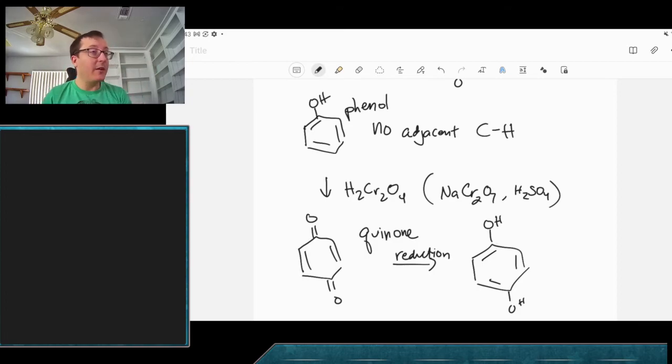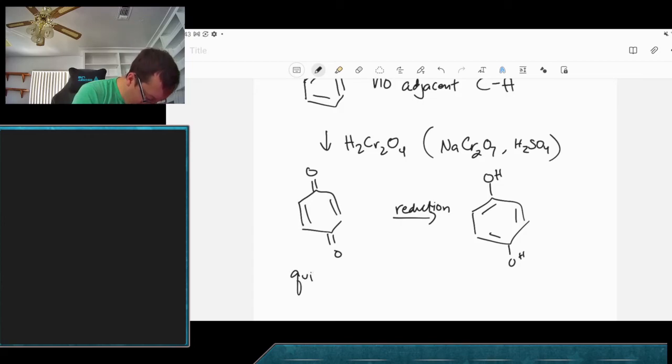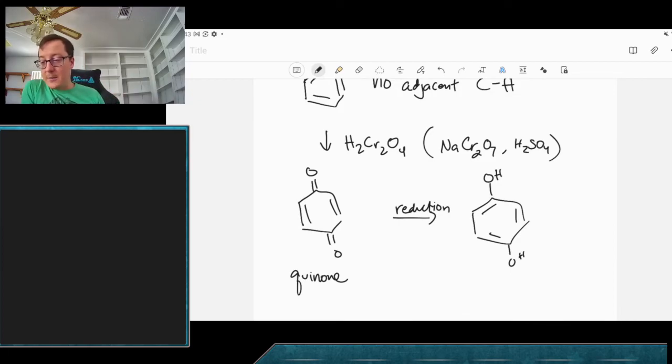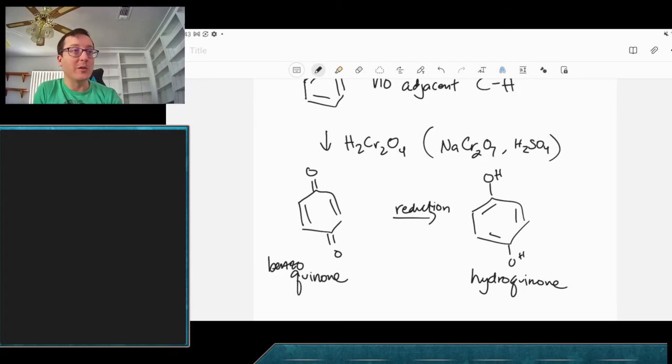And so it's a way of adding stuff to our benzene. So we can oxidize it to the quinone, and then we can perform a reduction to get it to go down to the hydroquinone. This is benzoquinone. That's right. And this is hydroquinone. Note this has two more hydrogens in it than the benzoquinone does.